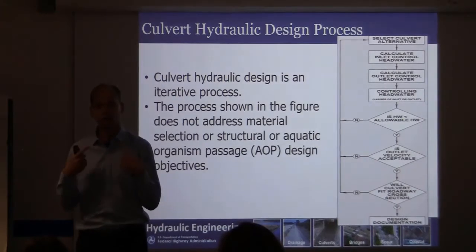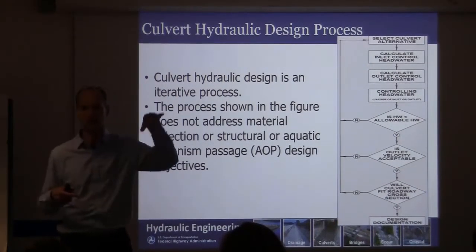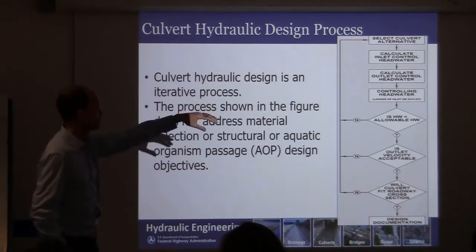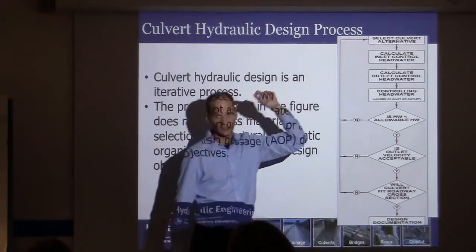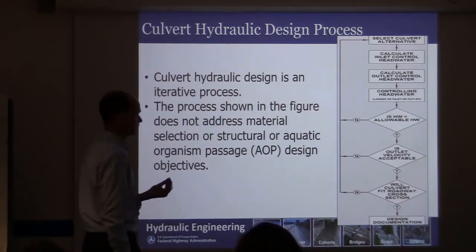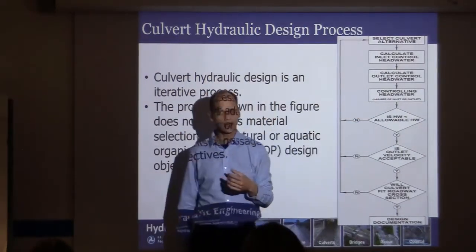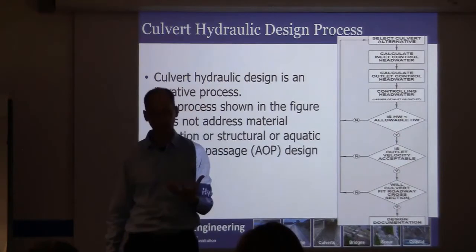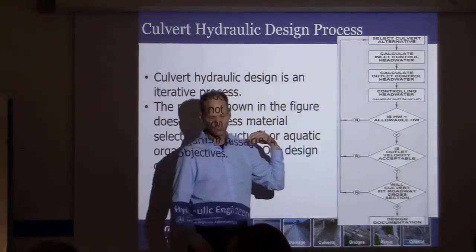So we're going to use the worst case for our design. And the worst case one is the one that gives us the highest headwater at the inlet. So we're going to check both, compare the headwaters, and take the worst case scenario. That's what we call the minimum performance criteria. Okay? And that's going to be our controlling headwater. Now we have to compare that to something to make sure that's okay. And we compare that to what's called the allowable headwater.